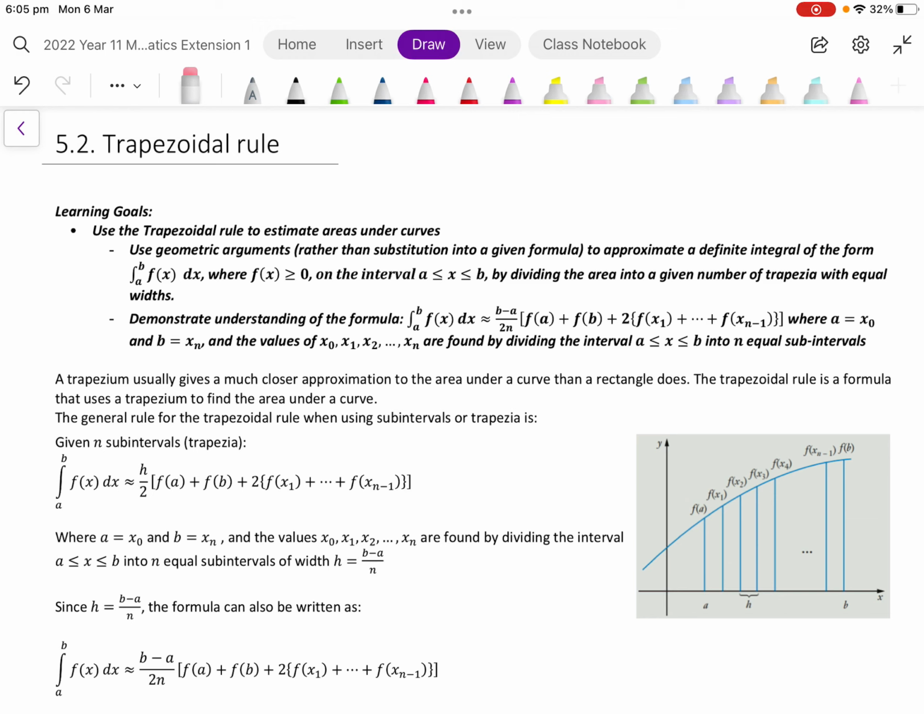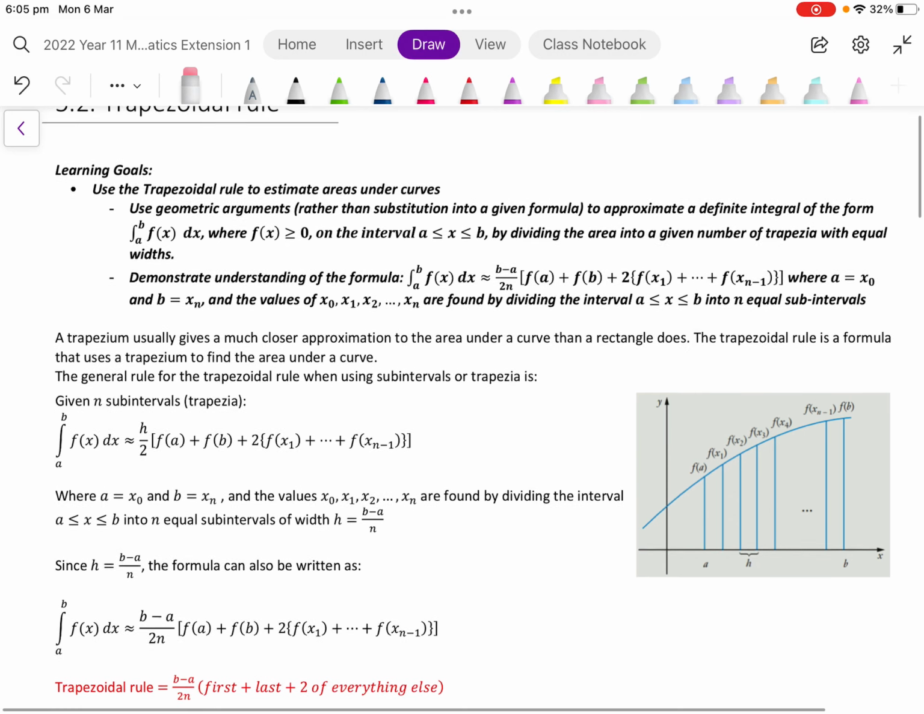The general rule for the trapezoidal rule when using subintervals or trapezia, given that we have n subintervals or trapezia, is that the integral from a to b of f(x) dx is approximately h over 2 of f(a) plus f(b) plus 2 lots of f(x1) plus ... plus f(x_{n-1}). This is where a equals x0 and b equals xn, and the values x0, x1, x2, up to xn are found by dividing the interval a ≤ x ≤ b into n equal subintervals of width h equals (b minus a) on n.